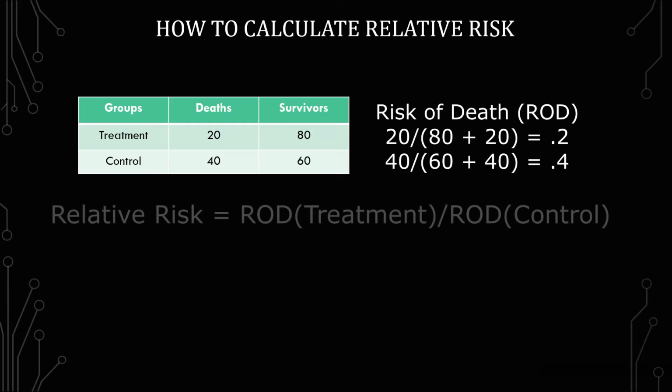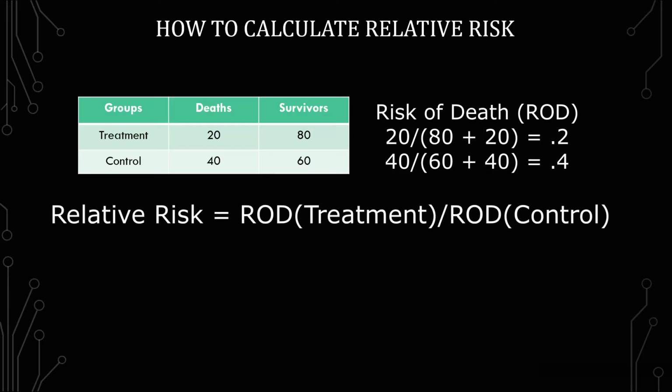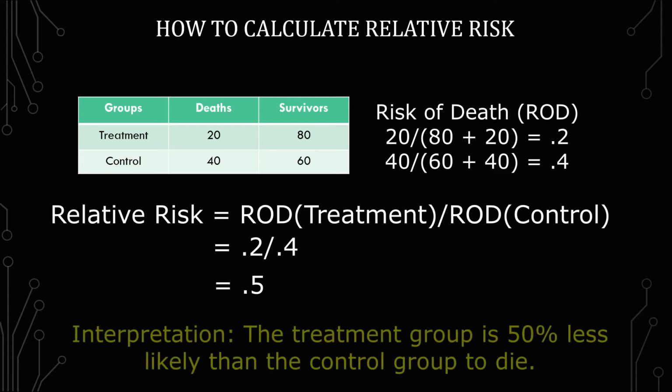The next formula is for relative risk, which is the risk of death for treatment over the risk of death for control. And so you would get 0.2 over 0.4, which gives you a 0.5 relative risk. And so how would you interpret that relative risk? You would say the treatment group is 50% less likely than the control group to die.